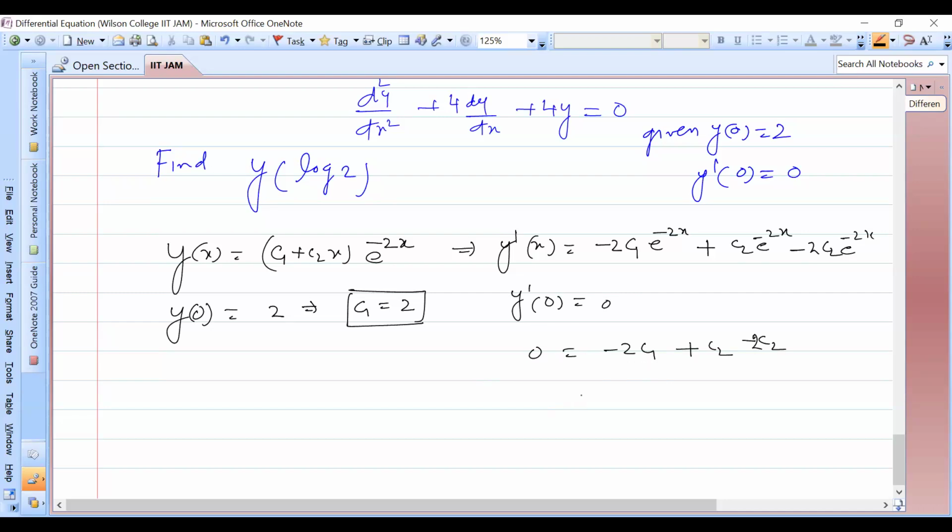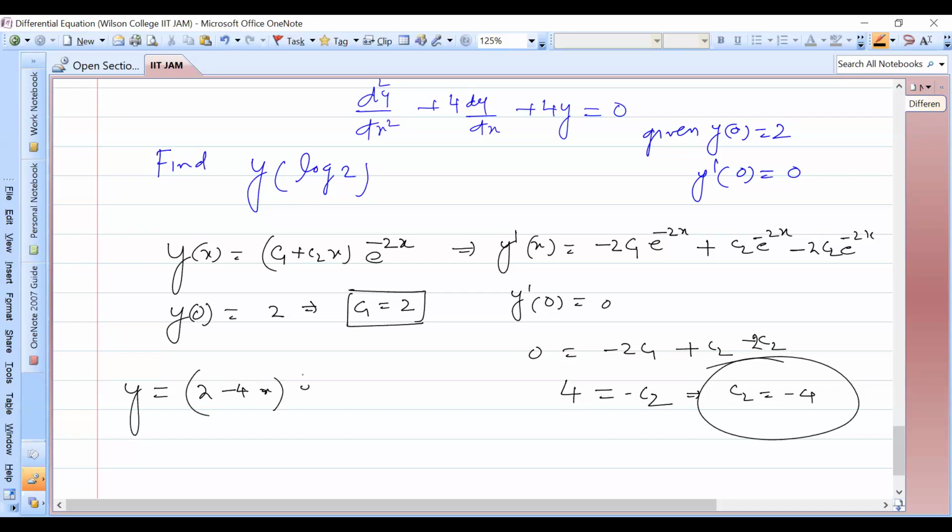And it is how much? 2. So this is 4 equals C2. So C2 equals 4, so y equals 2 minus 4 times x into e raised to minus 2x. So here y of log 2 is 2 minus 4 log 2 e raised to minus 2 log of 2.